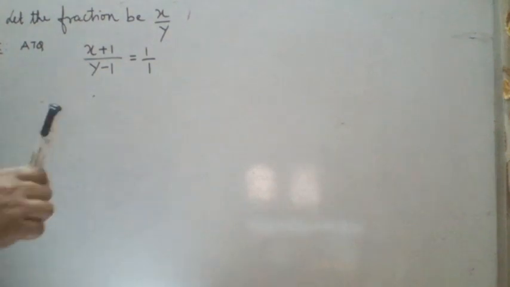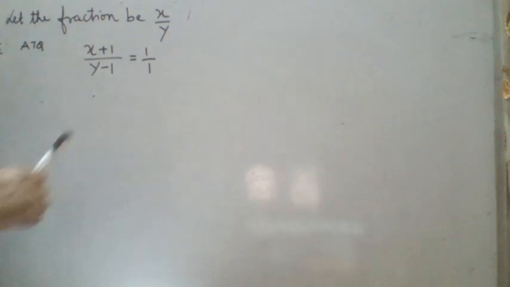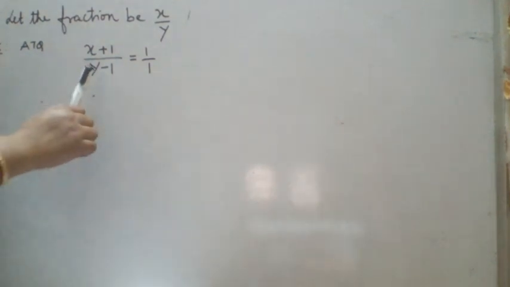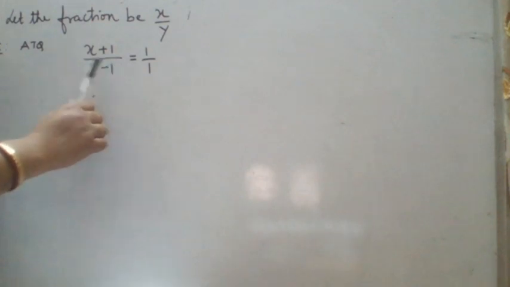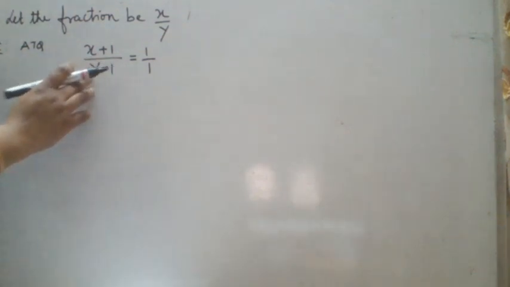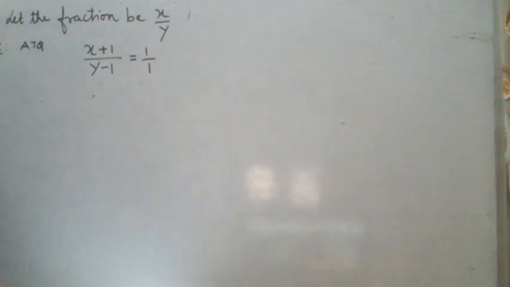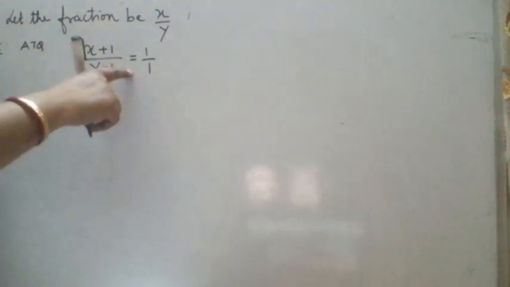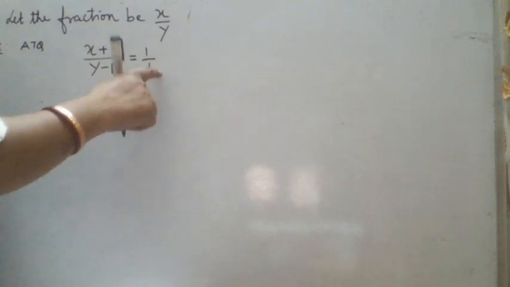Once again, please read it. Let the fraction be x upon y. When 1 is added to the numerator and the denominator is reduced by 1, reduce means to decrease, reduce means minus. Increase or addition means plus 1. Reduced, subtract, this is your minus. The fraction becomes 1, and 1 means 1 upon 1.